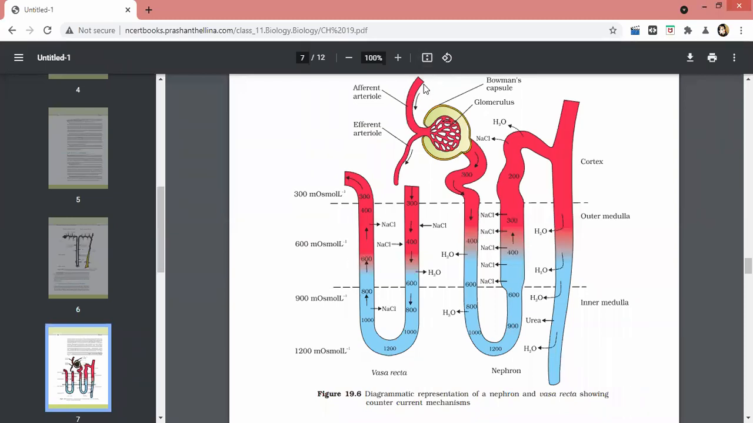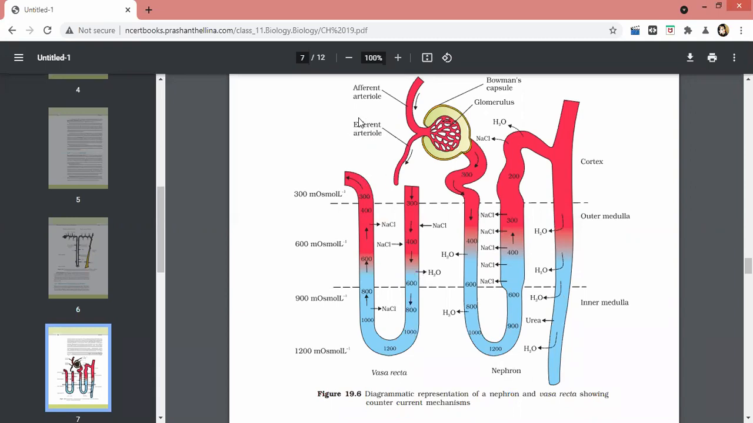So the afferent arteriole is going to bring blood in, and the efferent arteriole is going to come out from the glomerulus. Now when we are talking about the countercurrent mechanism, this figure shows a tubular structure, which is the vasa recta, and this is the structure of the nephron, right? So the vasa recta is the artery, right?